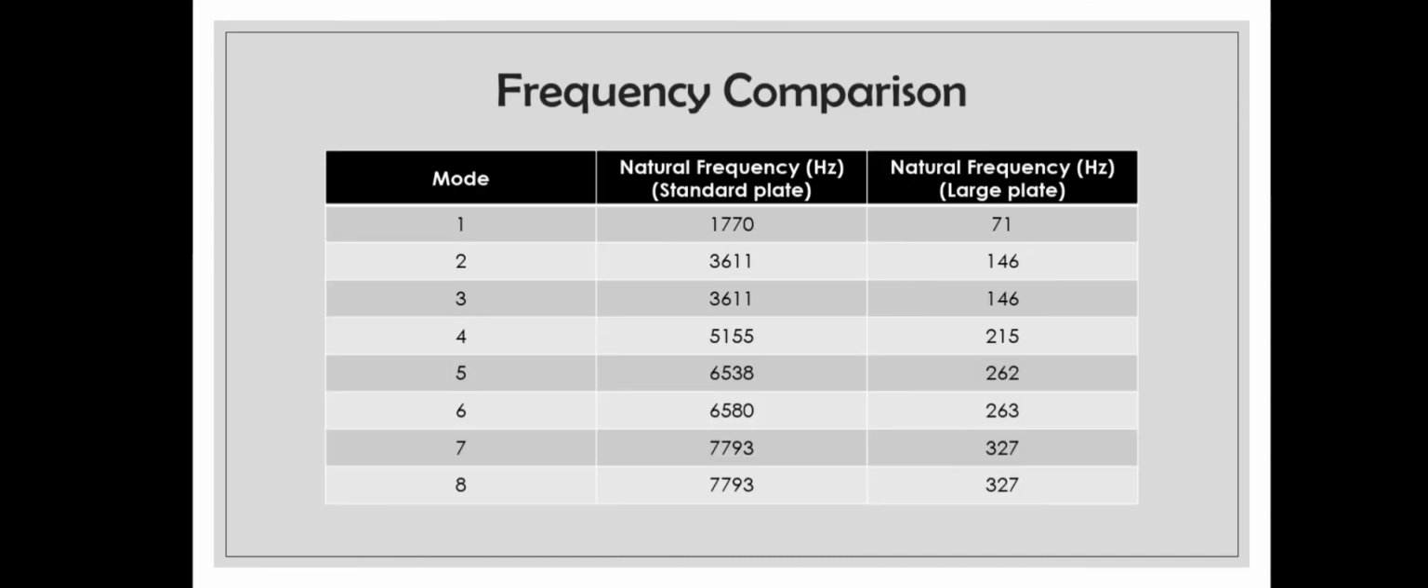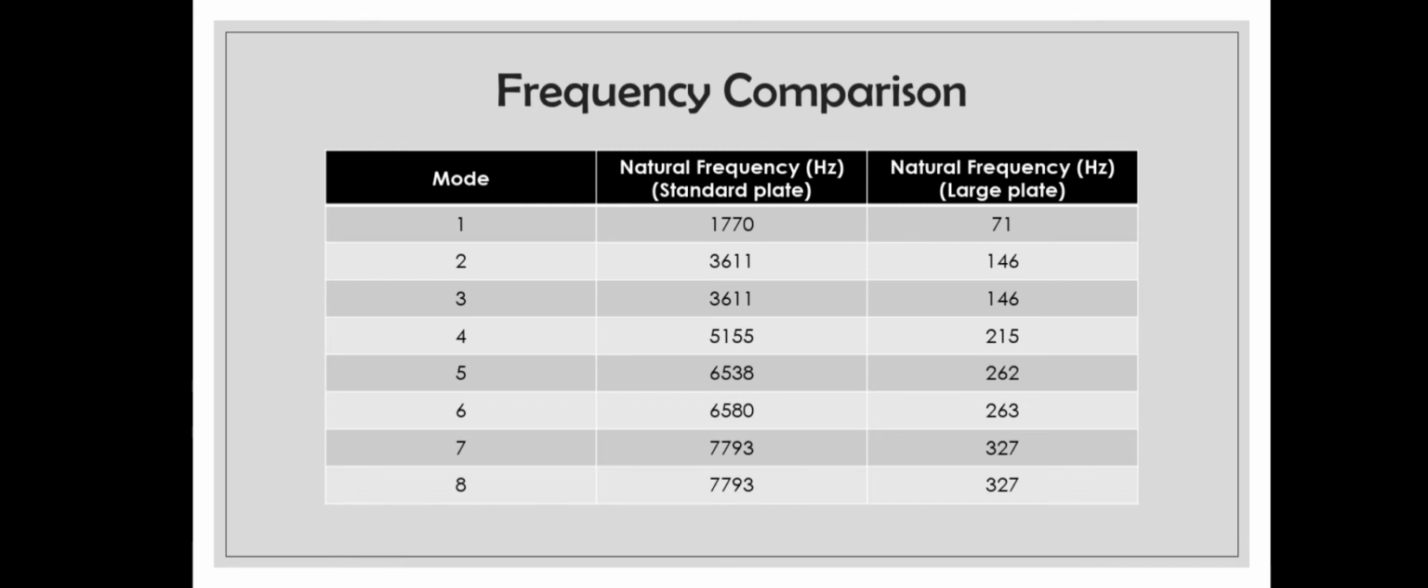Okay, now we compare the natural frequency of the large plate that we just simulated against the natural frequency of a standard plate, which is 100 by 100 by 2. So the only difference between these two is the size, and the material is still the same. So we clearly observe that the natural frequency is different. In fact, it has gone down for the large plate.